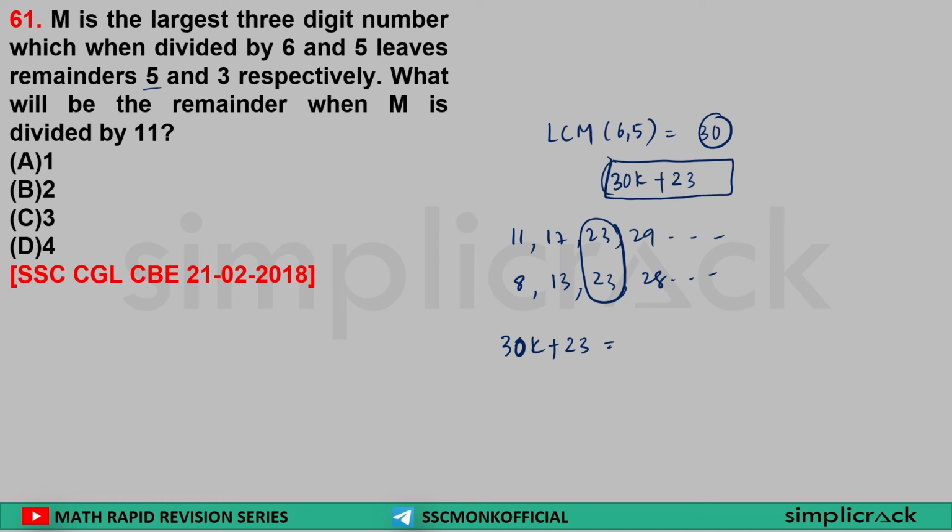So when this is possible, let's say 900, 923. So it should be more. So 923 plus 30 is 953, plus 30 is 983, plus 30 is 1013. So k can be 32. Then it will get us the number 983. So 983 is the largest 3-digit number which will be formed from this equation, right? Now if I divide 983 by 11, I will get 11 times 8 is 88, 103, 11 times 9 is 99, 4 is the remainder.